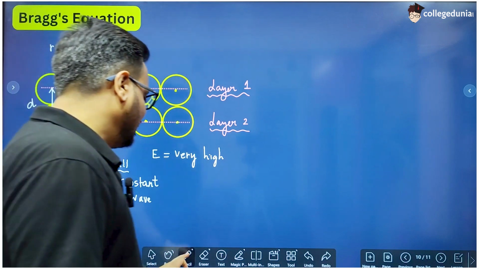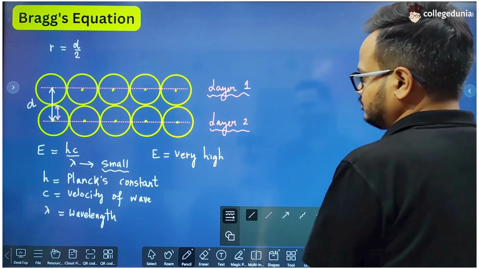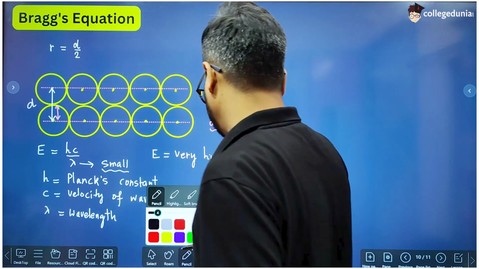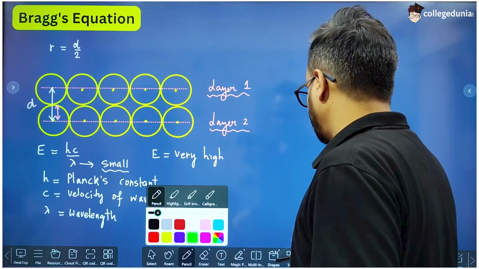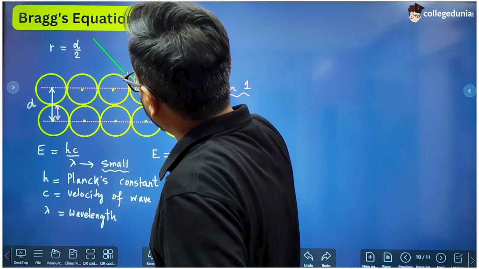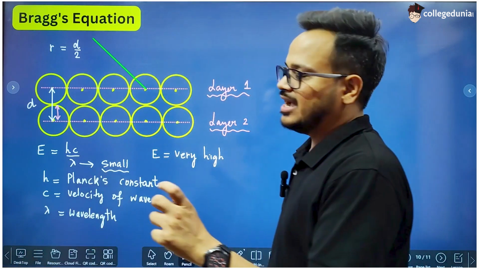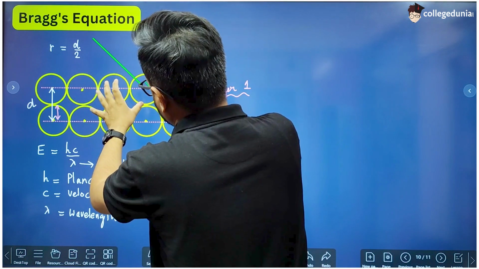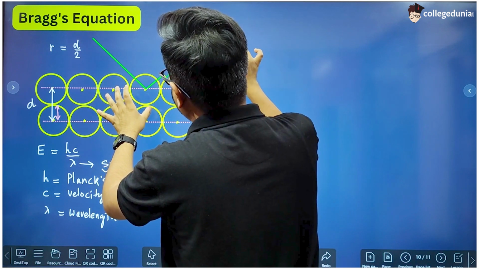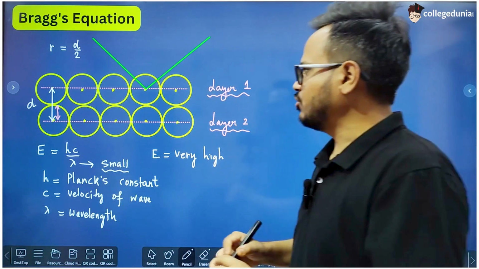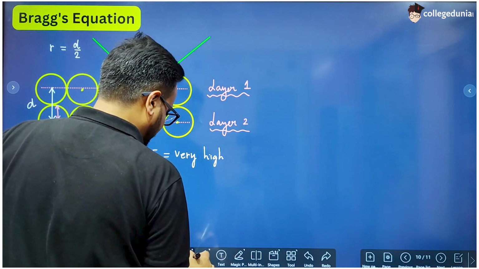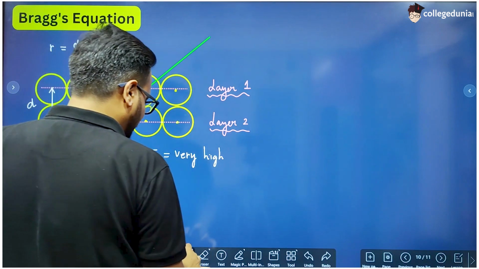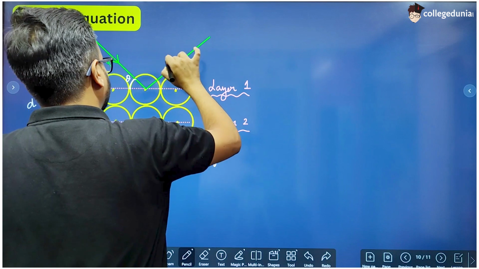So what we will do, we will incident an X-ray on, let's take some other color, let us say green. When we incident an X-ray on the first layer, suppose this X-ray has less energy, right? So this X-ray will be reflected from the first layer, suppose at an angle theta. Let us say this angle is theta, right? So it gets reflected like this.